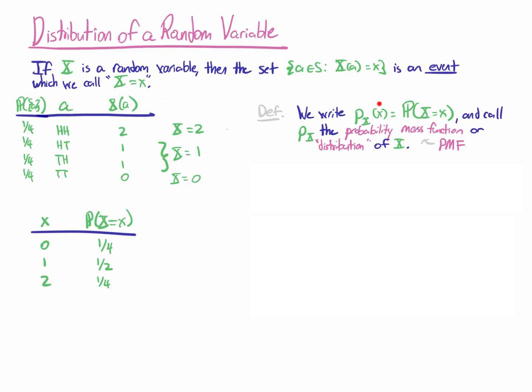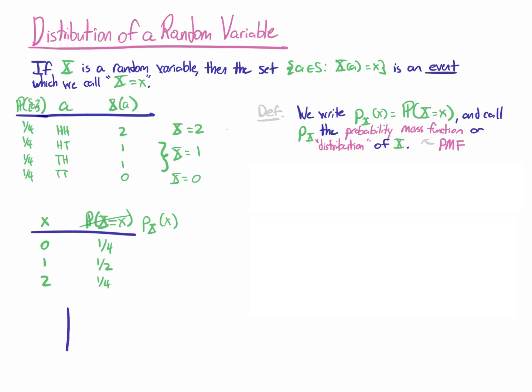So p sub big X of little x is a function, and its value is the probability that random variable big X has value equal to little x. So we actually just described this function here. And we could even rename it if we wanted. So this is our new fancy name, p sub big X of little x. And we could plot it if we want. A pretty good way to visualize these things is often to plot them.